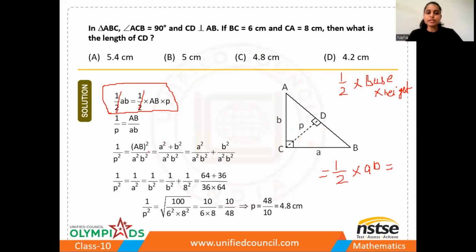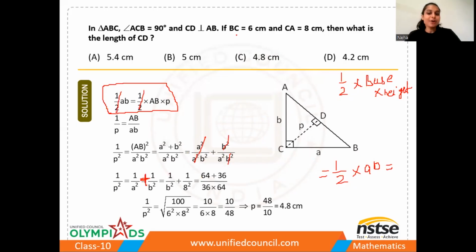So 1 upon CD is equal to AB over AC into BC, right? Now if I do the square, then AB square is what? This is the right angle triangle, so AB square is nothing but equal to AC square plus BC square according to the Pythagoras theorem. Now I can cancel out AC square and BC square. So 1 upon CD square is equal to 1 upon AC square plus 1 upon BC square.